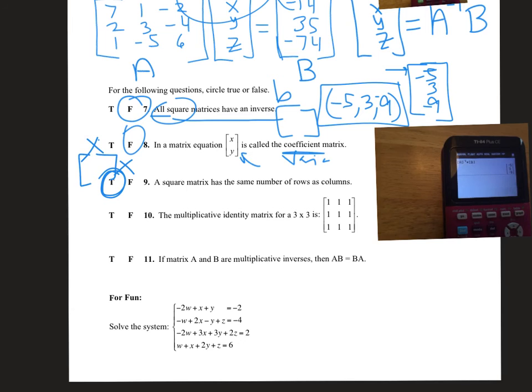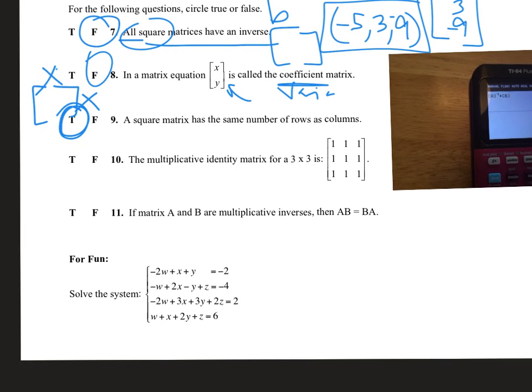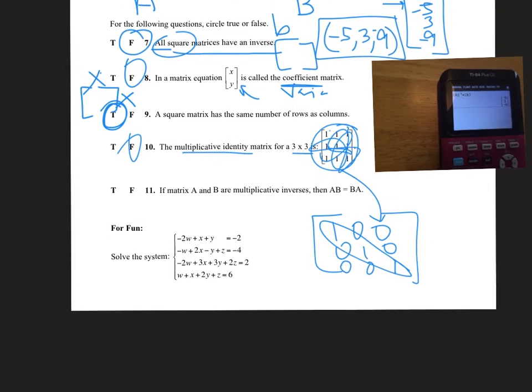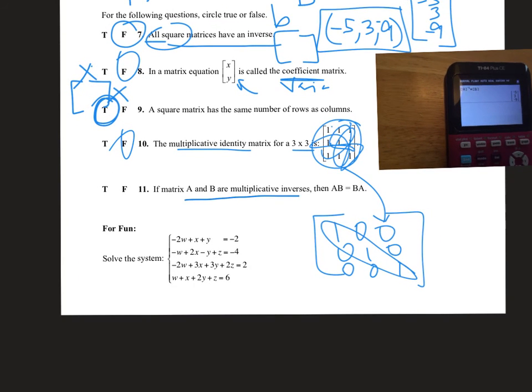Finally, the truth. The multiplicative identity for a 3 by 3 is that. You know, I've tricked quite a few people on that. It's not that. The multiplicative identity is 1, 0, 0, 0, 1, 0, 0, 0, 1. Just ones in the diagonal, not ones all over the place. You're false. And if A and B are multiplicative inverses, then AB equals BA.